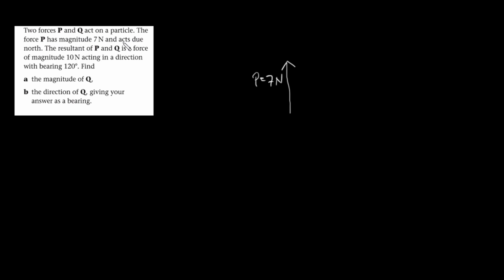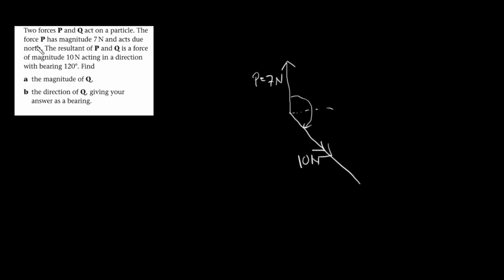The resultant of P and Q is a force of magnitude 10 Newton acting in the direction with a bearing of 120 degrees. So that means if this is north, and this is 90 degrees, then there is a bearing of 120 degrees, and that is the resultant force. In this problem, they are giving us the resultant force, with a magnitude of 10 Newton, and they're asking for the other force that is acting.